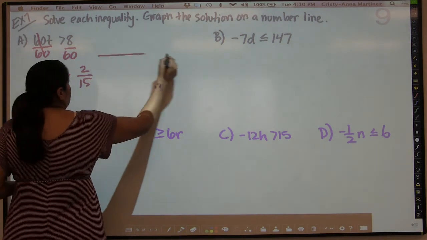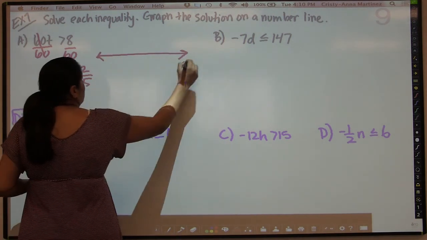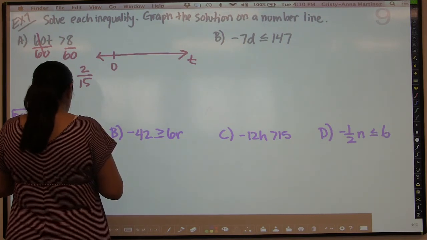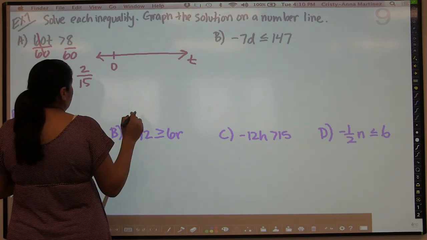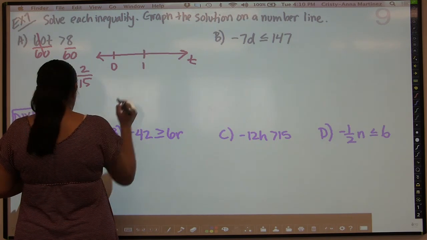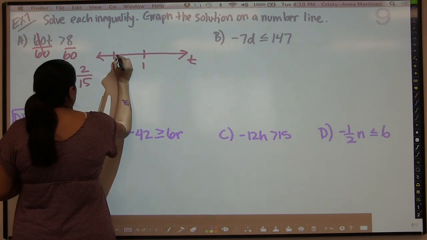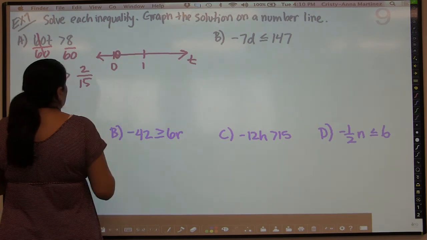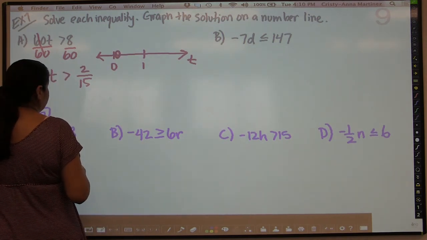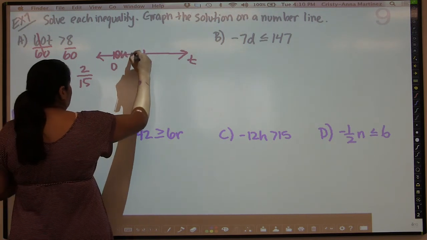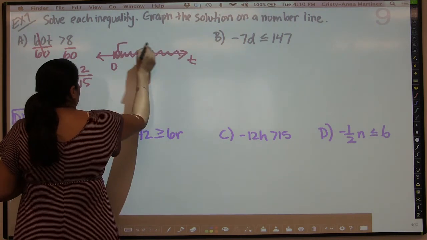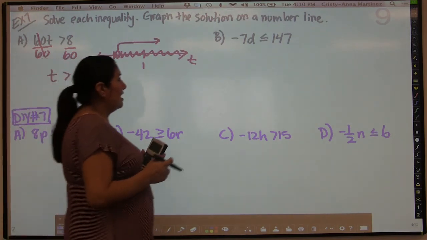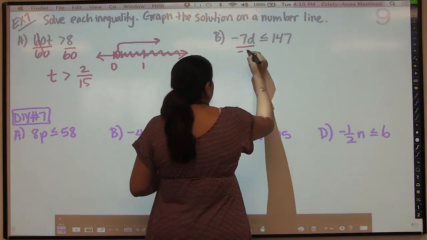So you want to put a number line, variable, put a 0 somewhere. 2/15 is roughly 0.13333. So if this is 1, 0.133 is over. It's really close to 0. So I'm going to put an open dot right there, really close to the 0. And then it's greater than, or if you prefer, the arrow. And there you go.